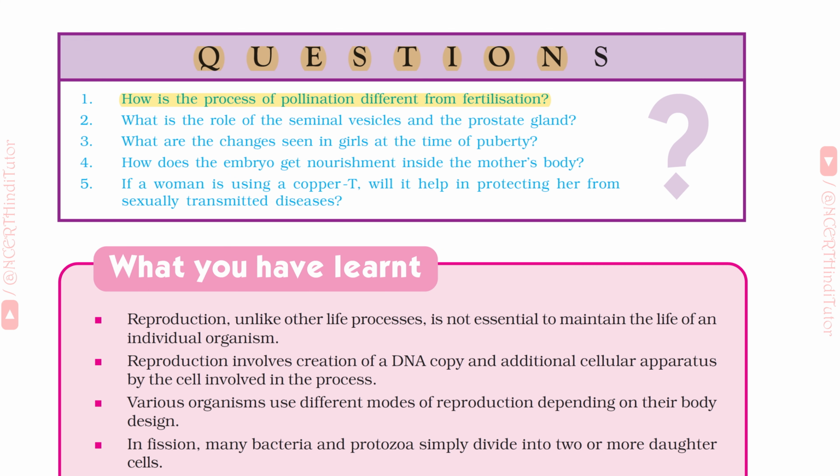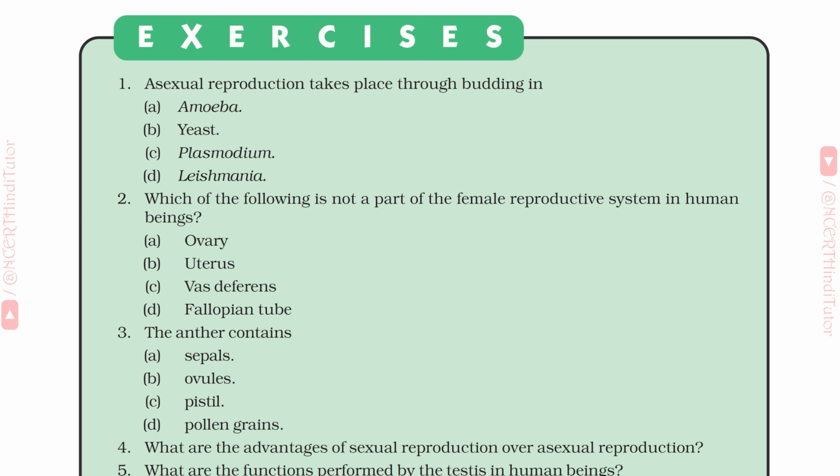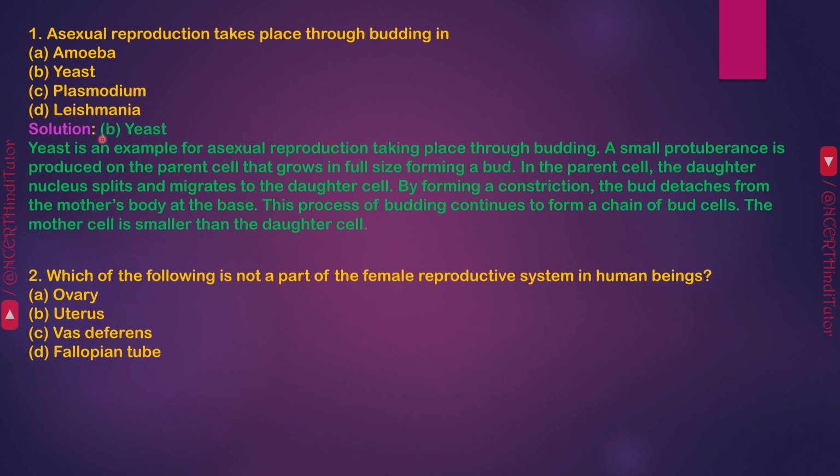Now let's move on to the next question, that is exercise. Question 1. Asexual reproduction takes place through budding in. Answer. B. Yeast. Yeast is an example for asexual reproduction taking place through budding.